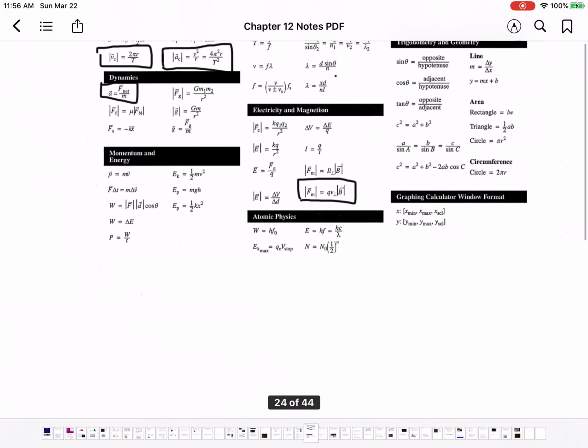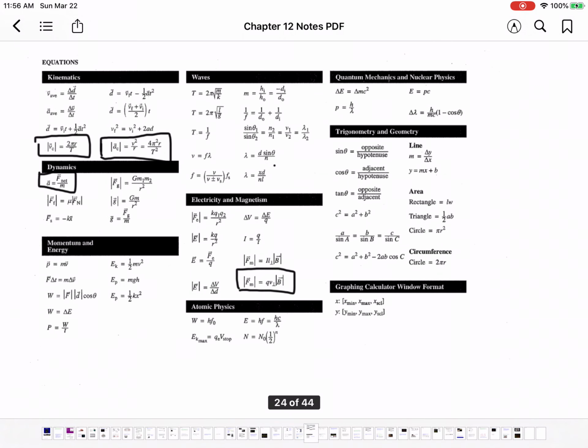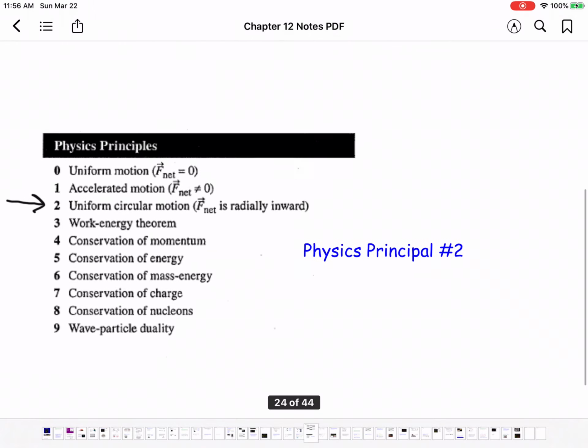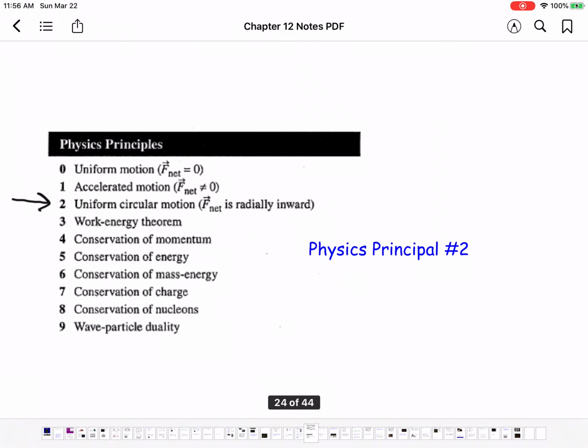All right, so this is going to combine basically these 4 equations. Remember, we have to find velocity of these things depending on what's going on, and work backwards through this. This is going to be focused primarily on physics principle number 2, uniform circular motion, where the F net is radially inward.